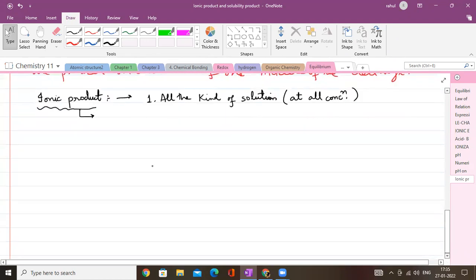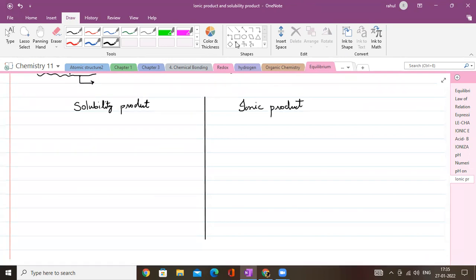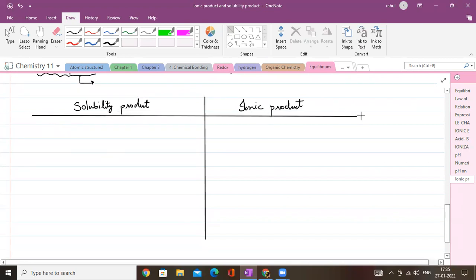Right now we are going to take up the difference between solubility product and the ionic product. Let us start the difference between the two. As I said, the first point I'm going to take up is the definition. So I will include the definition here. I'll define solubility product here, and here also I'll define both of them.